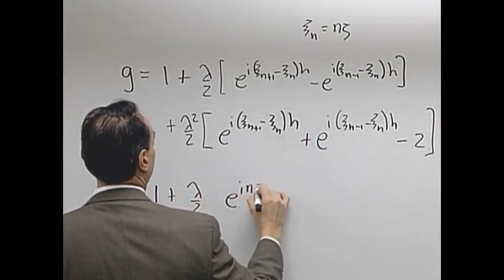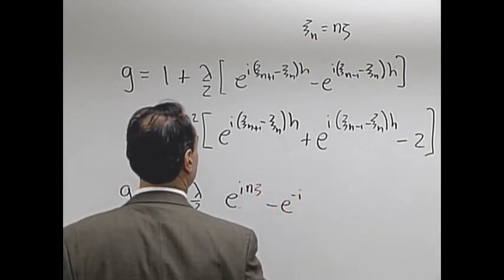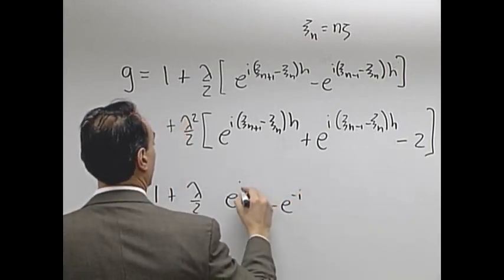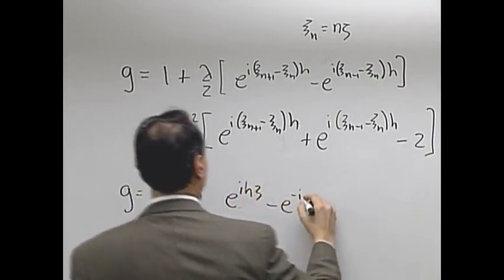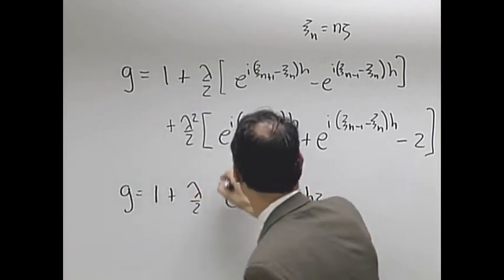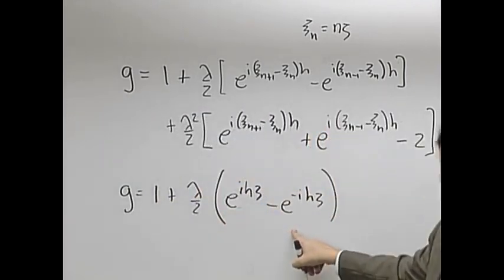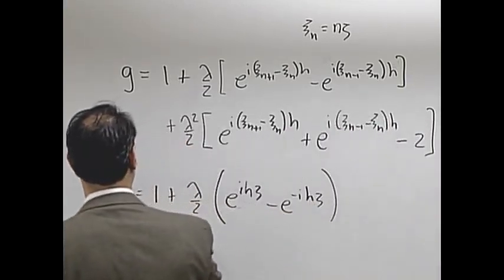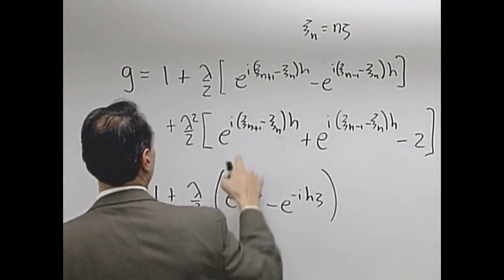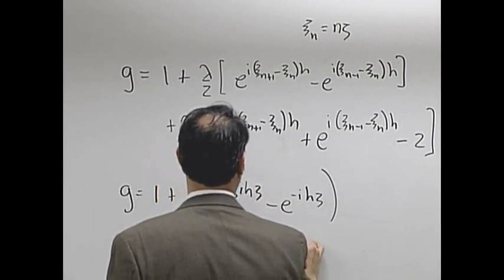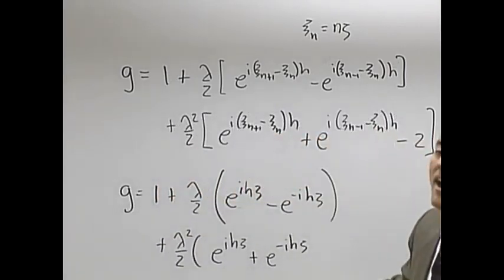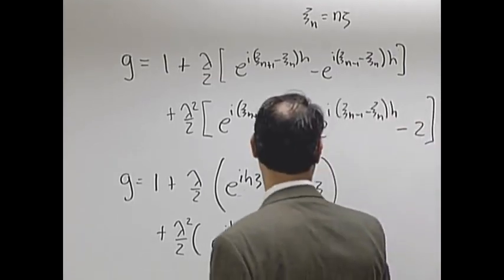e to the i n zeta minus, actually, sorry, zeta h zeta minus i h zeta. The ends cancel. You get this? That's our sine again, plus lambda squared over 2. Same thing here. Now you get e to the i h zeta plus e to the minus i h zeta. And what's that? Cosine. Yeah. Great. I like when things show up that we know.